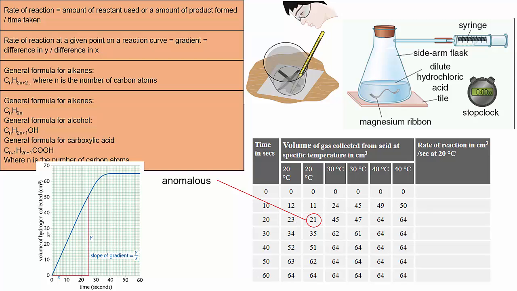You could plot a graph, here the volume of hydrogen being collected with time. The gradient of the graph, change in y by change in x, the slope, tells you the rate of reaction, and as you see it starts to slow down here, less gradient, and then it plateaus, becomes flat, illustrating the reaction has stopped. The reason probably is because one of the reactants has been used up.